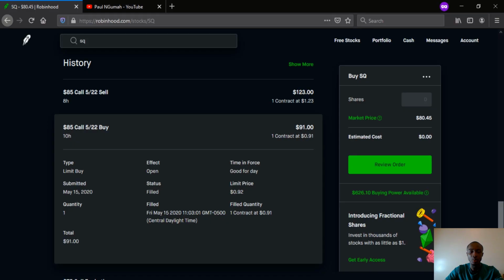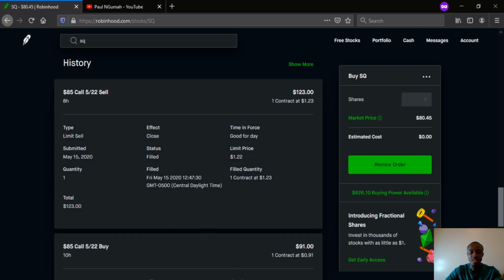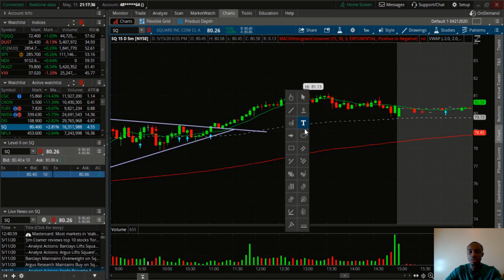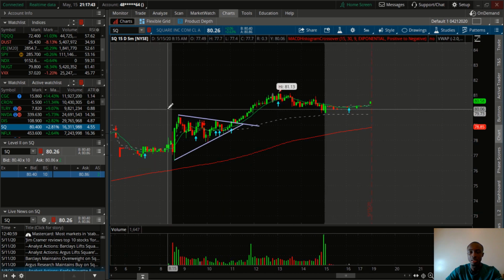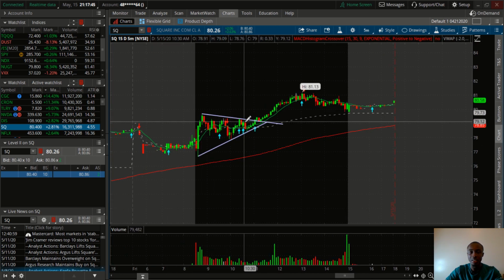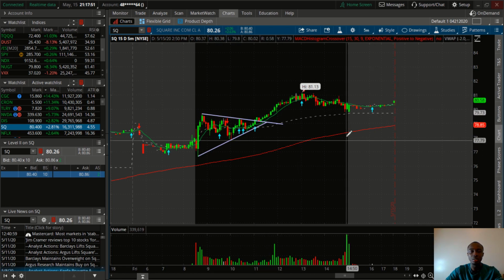And if you go on the Robinhood account again, we can see I sold that contract for a 35% profit at exactly 12:47, and 12:47 was in this candle right here. Again, this was a simple trade. The pattern was very, very clean. The breakout was clean. It held the support and it just kept ripping, along with every other stock in the market.